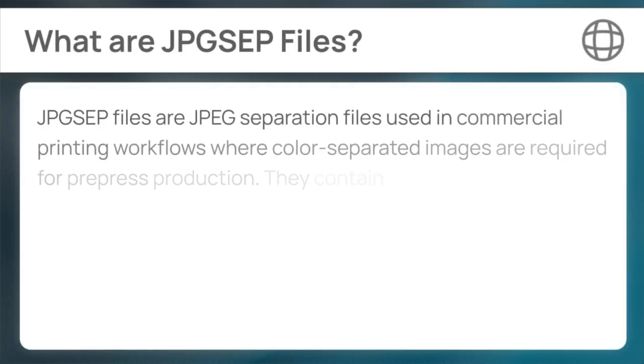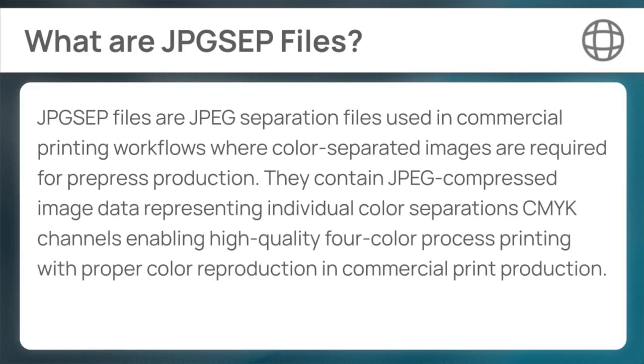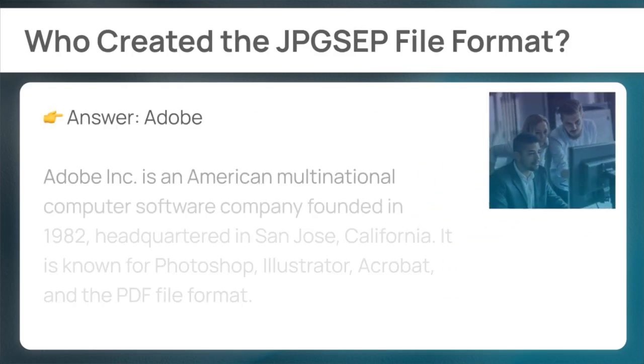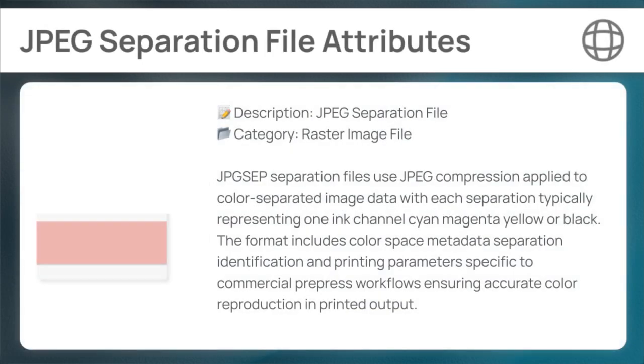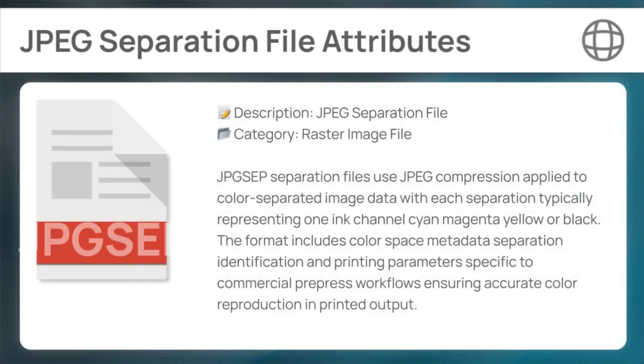JPGSEP files are JPEG separation files used in commercial printing workflows where color-separated images are required for prepress production. They contain JPEG-compressed image data representing individual color separations, CMYK channels, enabling high-quality 4-color process printing with proper color reproduction in commercial print production. JPGSEP separation files use JPEG compression applied to color-separated image data, with each separation typically representing one ink channel: cyan, magenta, yellow, or black.